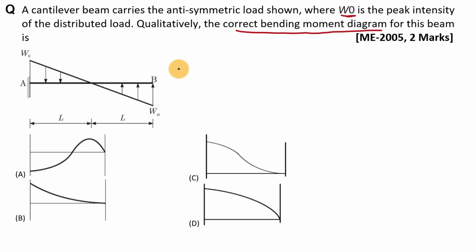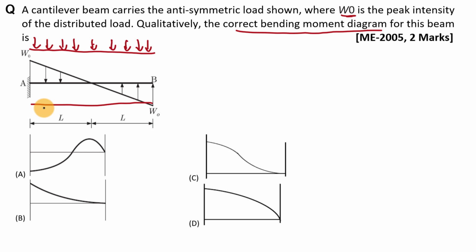In the second method, we will add one uniformly distributed load in the downward direction like this, and we will add another uniformly distributed load over this beam, and that will be in the upward direction like this.